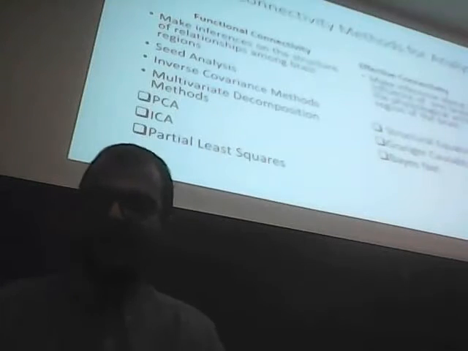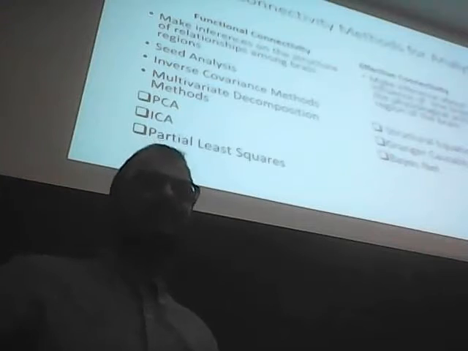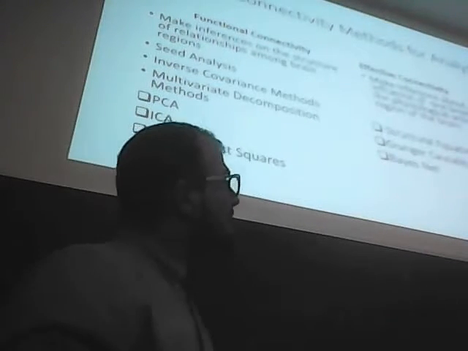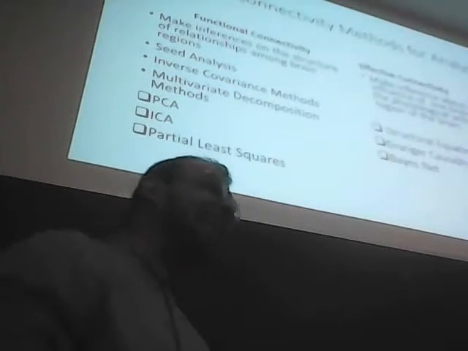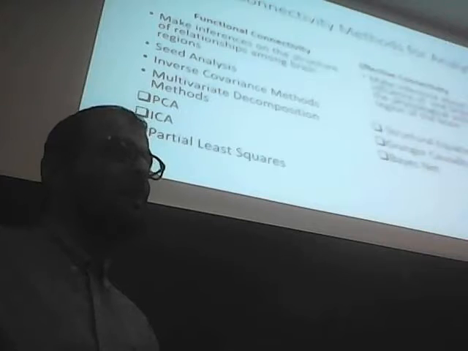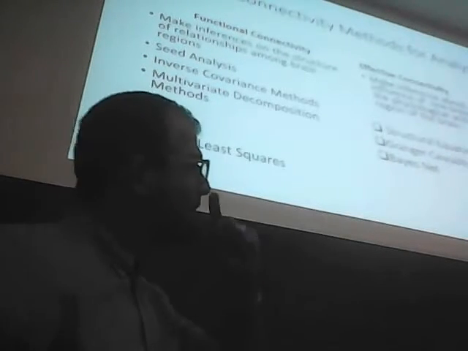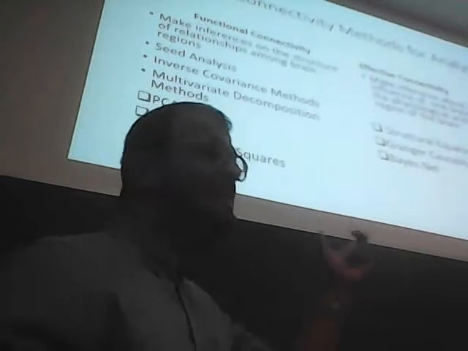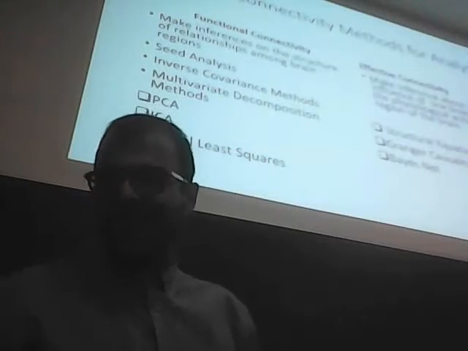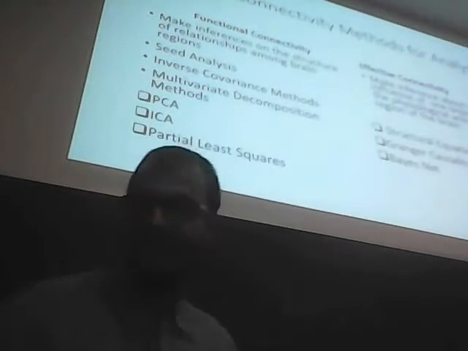The first method is, for example, the seed analysis, which is a univariate analysis of the functional connectivity of the brain. Sometimes you have some drawbacks from the seed analysis, and you have to adopt a multivariate approach to the correlation coefficients of your neural connectivity, for example the PCA method, which I'm just going to talk about a little, and also independent component analysis, and partial least squares, which sometimes gives a better result compared to the previous ones.